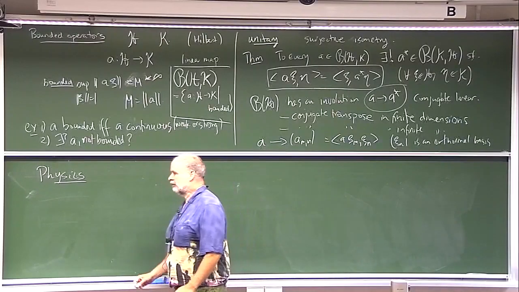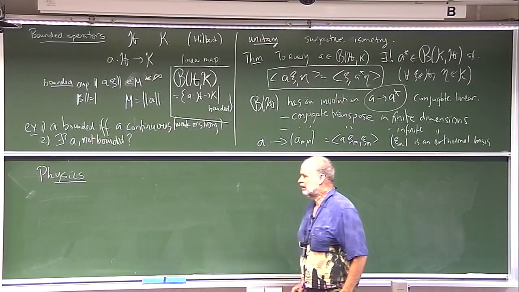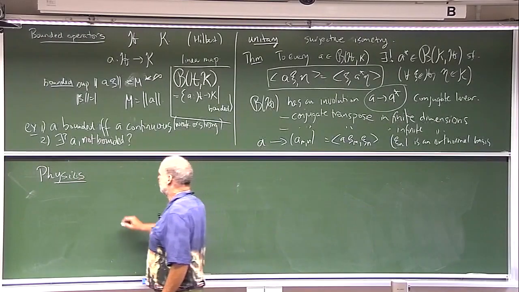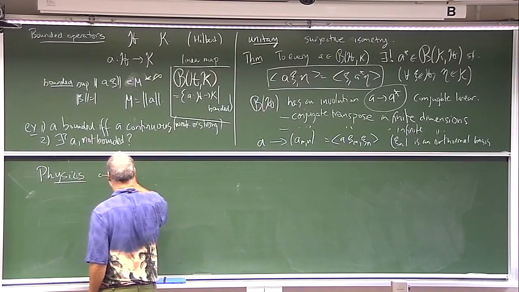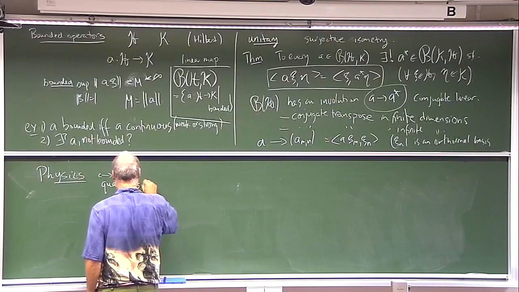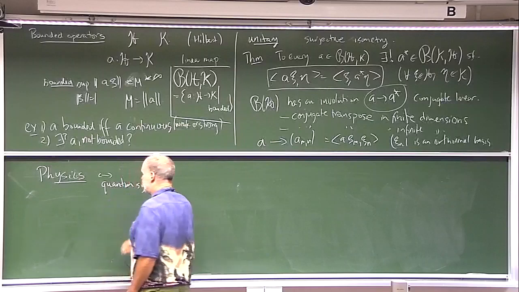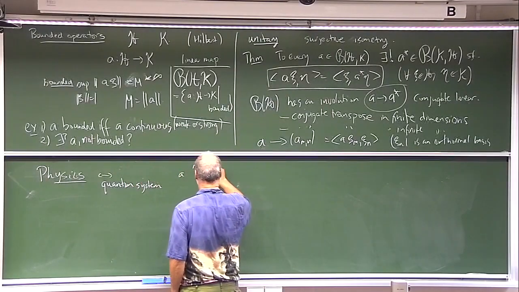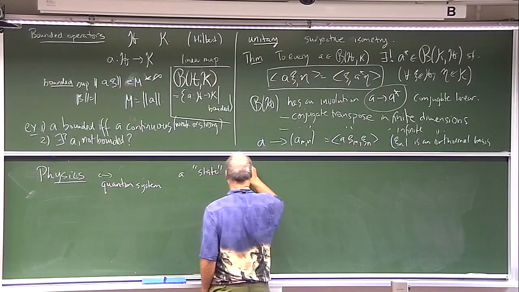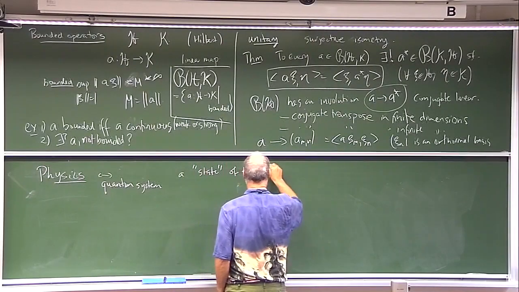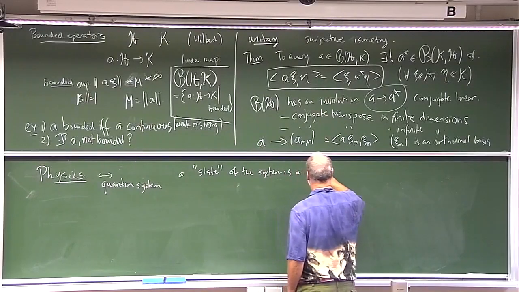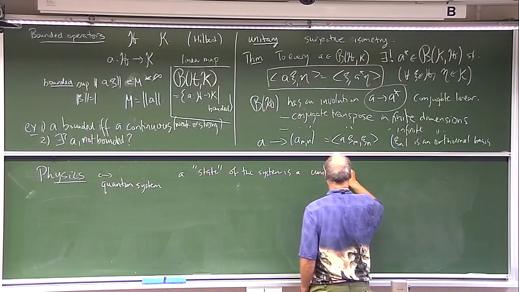So the idea is that for very fundamental, almost philosophical reasons, if you have a quantum system, a state, whatever that means, of the system is a unit vector in some Hilbert space.